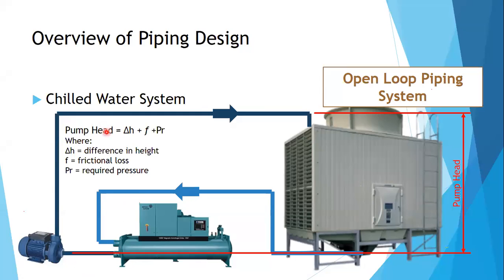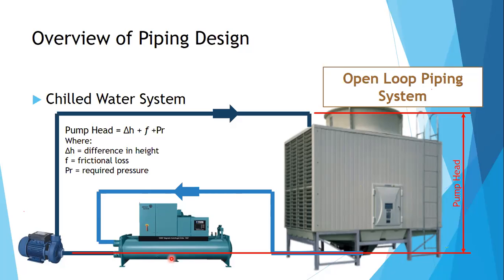The pump head will be equal to the difference in height, the difference between the low point and the high point, plus the frictional loss. The water will flow through the pipe and its fittings and will have its pressure loss, and the required pressure. This required pressure is the pressure loss on your equipment, on your cooling tower and on your chiller.